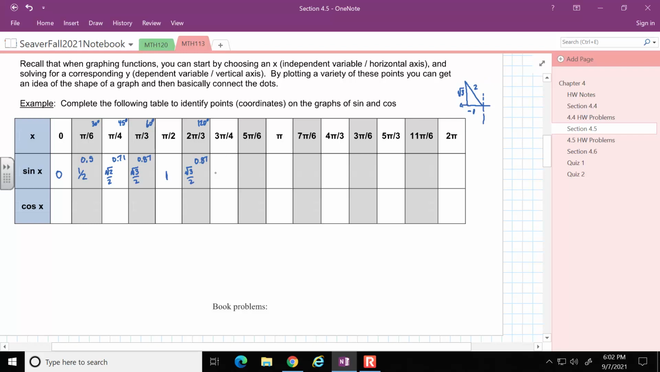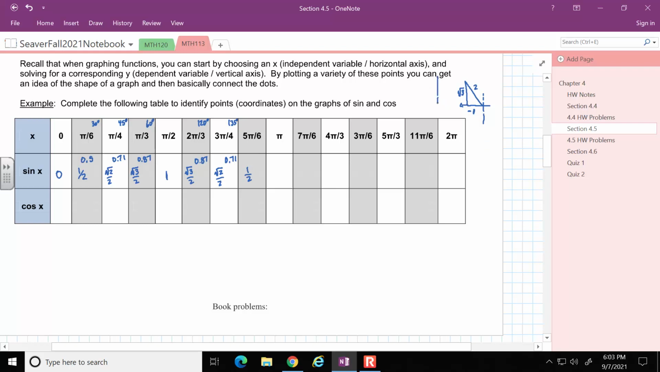And we can keep going with that, right? Square root of 2 over 2 for a reference angle of pi over 4. So it would be 0.71. Again, that would be 135 degrees. 5 pi over 6 ends up being 1/2 again, right?